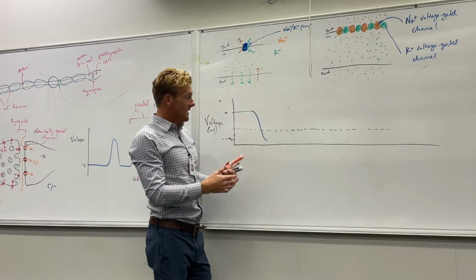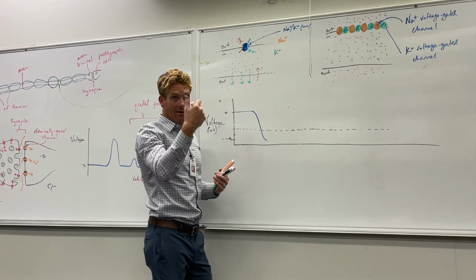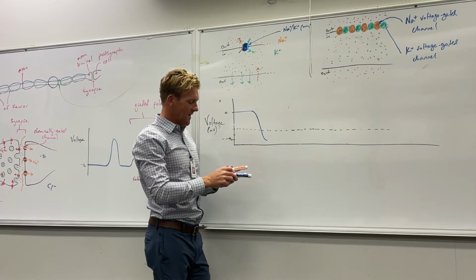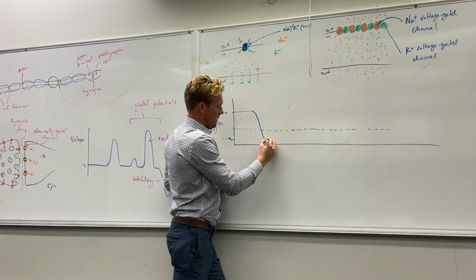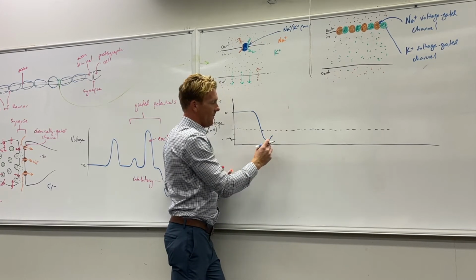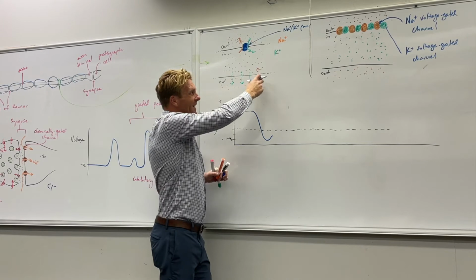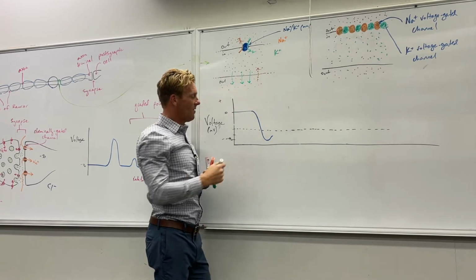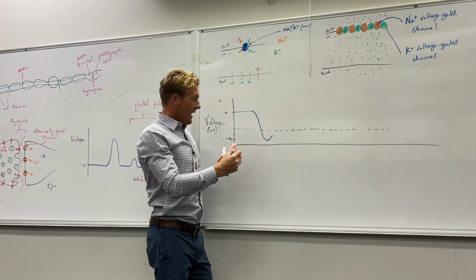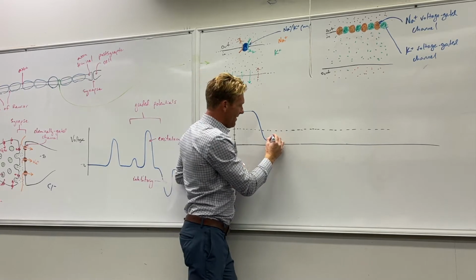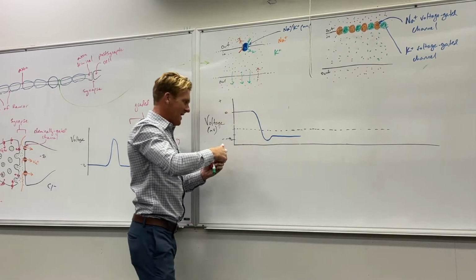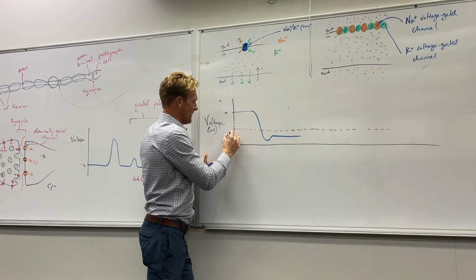Well, when sodium leaks in, that's going to cause the charge to increase because sodium has a positive charge inside the axon. So it comes up a little bit. But it doesn't go all the way back up because just a little bit of sodium is leaking in relative to the large amount of potassium leaking out. And once that happens, everything's pretty much balanced and it stays at about negative 70 millivolts.